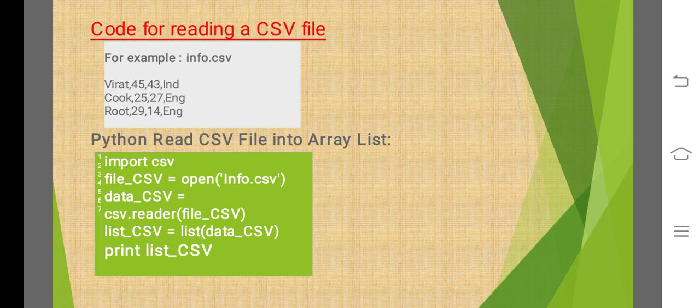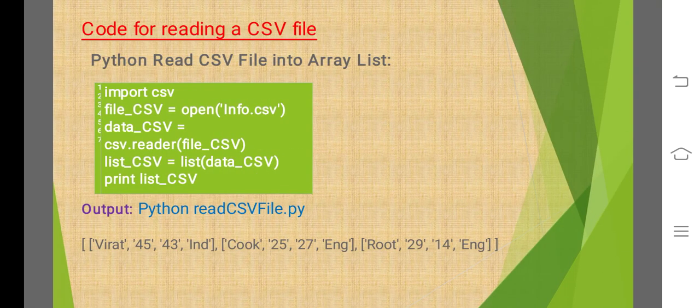Import csv, open info.csv. After opening the file as data_csv, we read all the content of the file using csv.reader. We can store the data. After that, list: the data is converted into a list. list is a function, and within it data_csv is passed as an argument. That means whatever data is in the CSV file will be stored in the form of a list. After that, print the list. Okay, this is your coding. Now see what the output is.